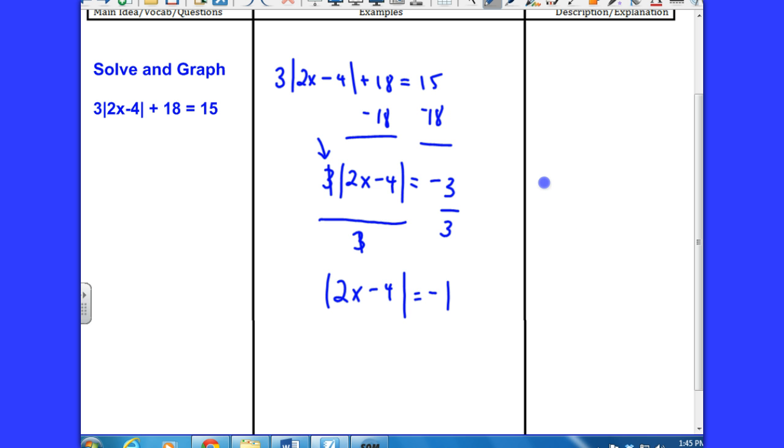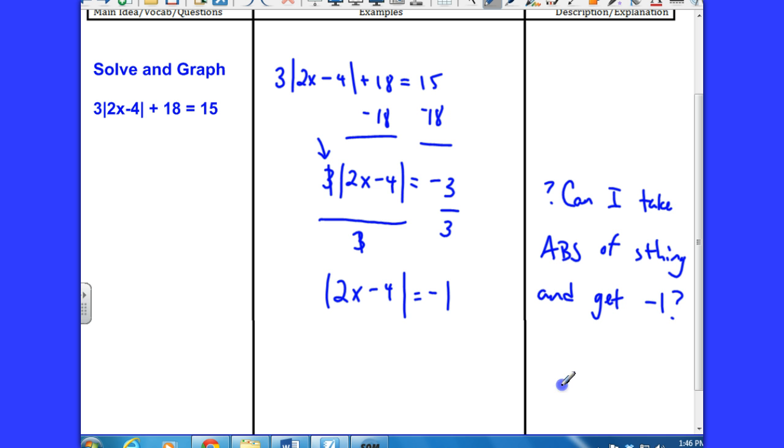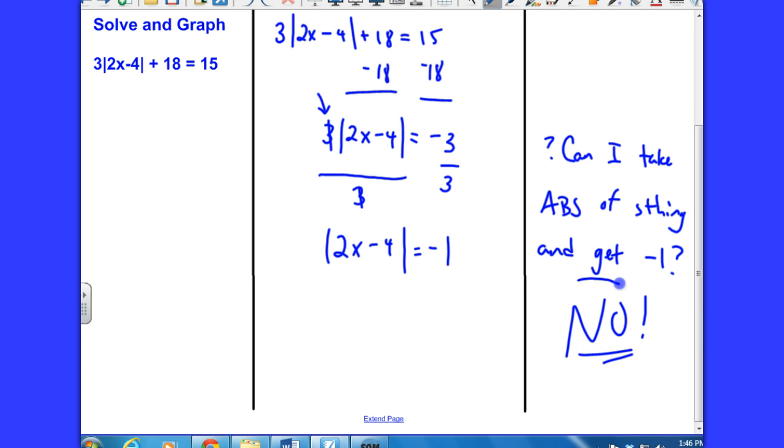Now, over here I will put a note. Can I take the absolute value of something, it's short for something, and get negative 1? No, you can't. There's no number when you take its absolute value. Okay, it's not about the absolute value of negative 1. It's about if you take a number and you get negative 1 after you've taken an absolute value. You can't do that. All right, so the answer here, you can stop right here.